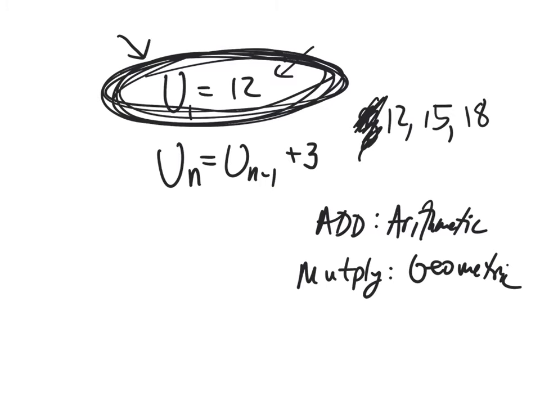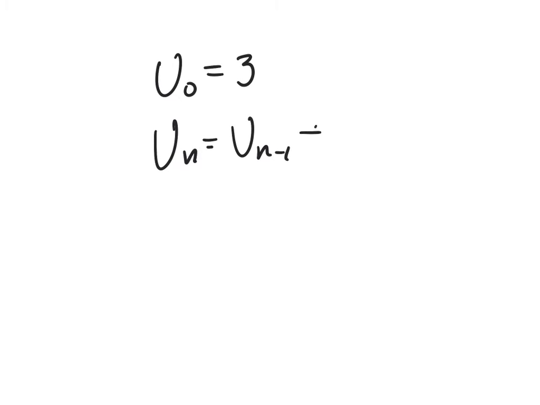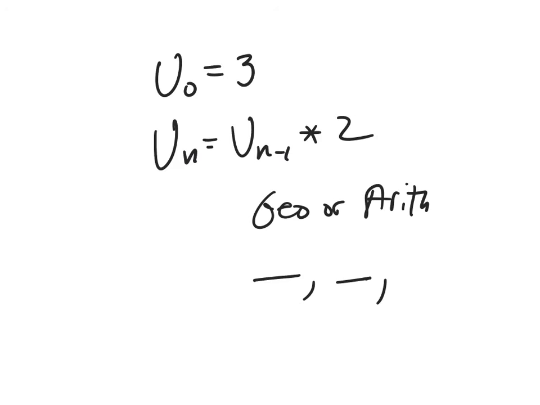All right, so now I have to up this whole game and say, what if I said u sub 0? What, now you're going to start with 0? Yep, I get to start with whatever I want. u sub 0 is 3, and u sub n is equal to u sub n minus 1 times 2. What are the first 3 terms? And is it geometric or arithmetic? I'm going to pause for a second while you try to answer those 2 questions. Arithmetic or geometric, and the first 3 terms.